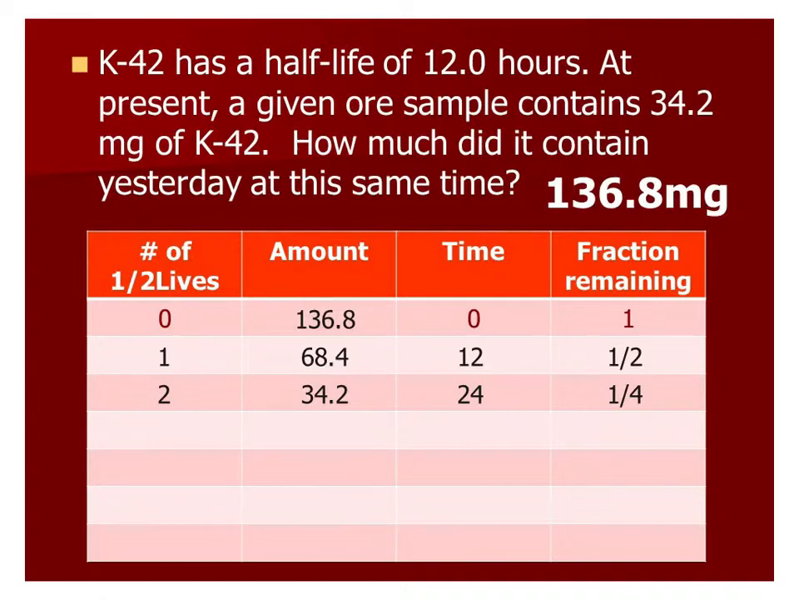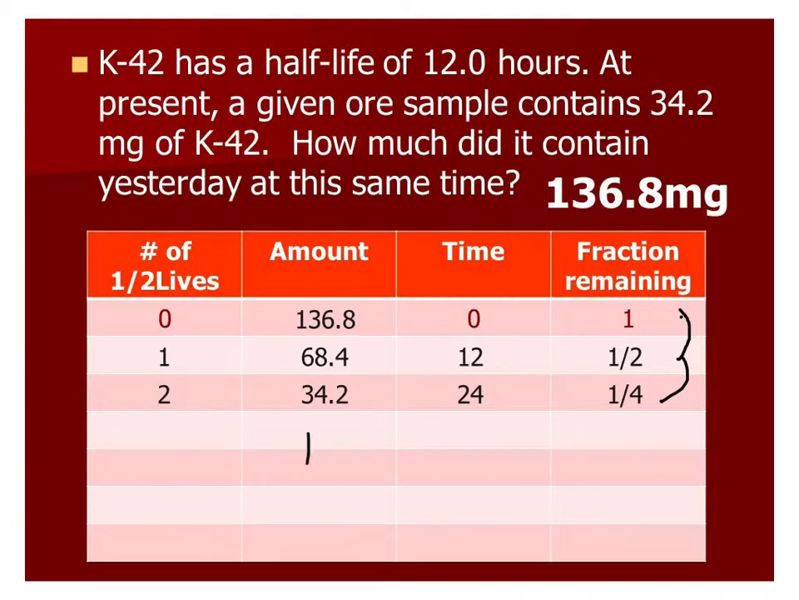So let's see how we would work this one out. I have 12 hours as my half-life, and a day is 24 hours. So in 24 hours, we've gone through 2 half-life cycles. The fraction remaining after 0 half-life cycles is 1, that's 100%. After the first one, we have a half left. And after the second one, we have a quarter left of what we initially started with.